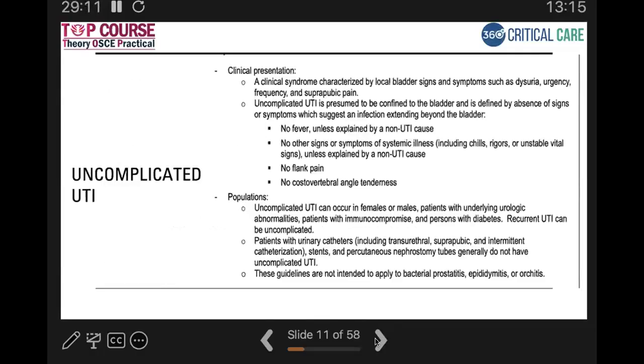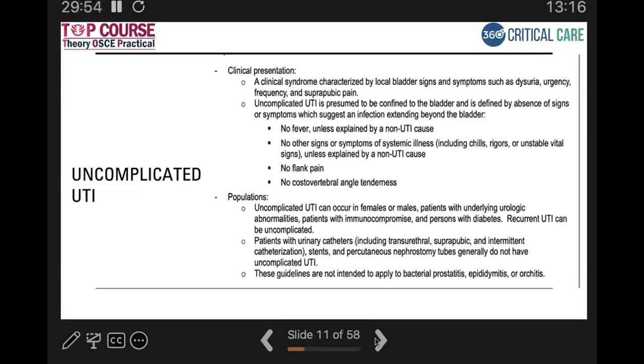Okay. Coming to IDSA definitions, the uncomplicated UTI and complicated UTI. The questions could be: define complicated and uncomplicated UTI, and how will you manage a complicated UTI? It could be like that. So how are we defining an uncomplicated UTI in the American definition? A clinical syndrome characterized by local bladder signs and symptoms such as dysuria, urgency, frequency, and suprapubic pain. An uncomplicated UTI is presumed to be confined to the bladder, and it is defined by the absence of signs or symptoms which suggest an infection extending beyond the bladder.